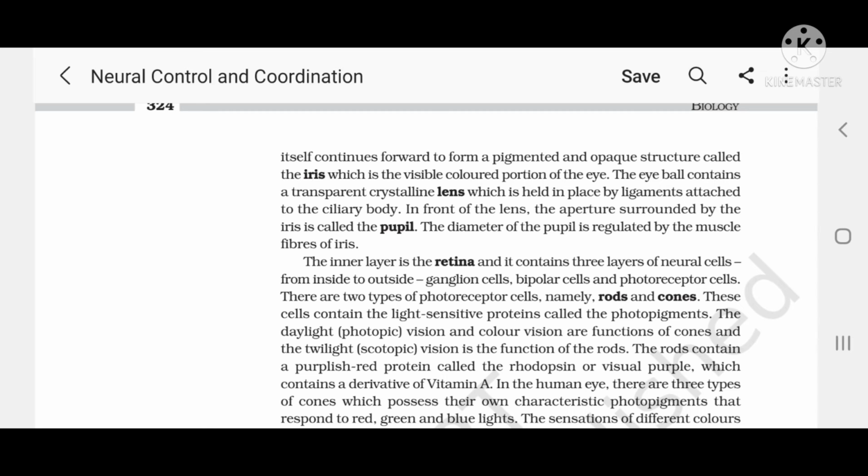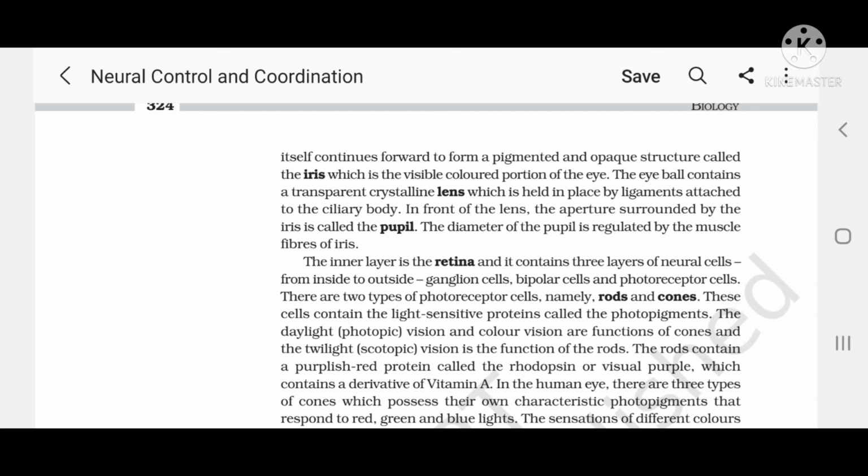The inner layer is the retina, and it contains 3 layers of neural cells. From inside to outside: ganglion cells, bipolar cells, and photoreceptor cells. There are 2 types of photoreceptor cells, namely rods and cones. These cells contain the light-sensitive proteins called photopigments.